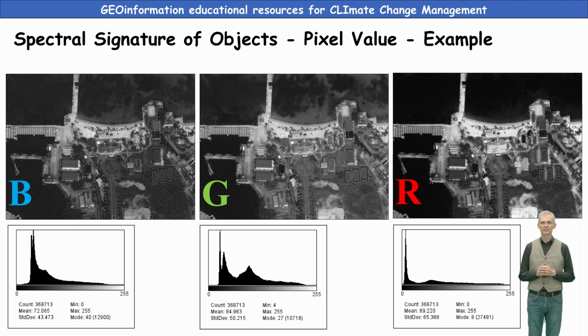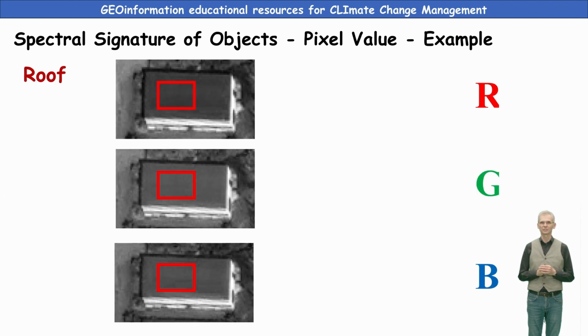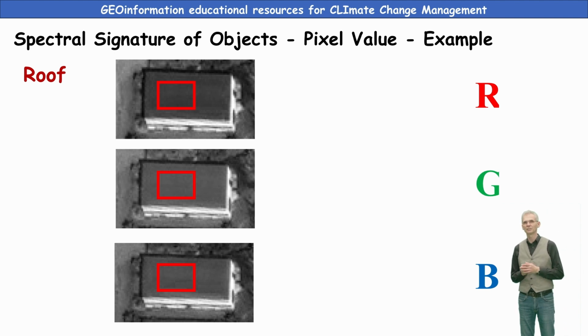Let's check it in the following example. Let's select samples of 4 objects in the scene: roof, water, bare soil and vegetation. They are visible in the legend on the left side of the slide. At the beginning, the color image should be decomposed into component channels. It is necessary to separate them into their constituent channels because each channel displays the same object in different ways.